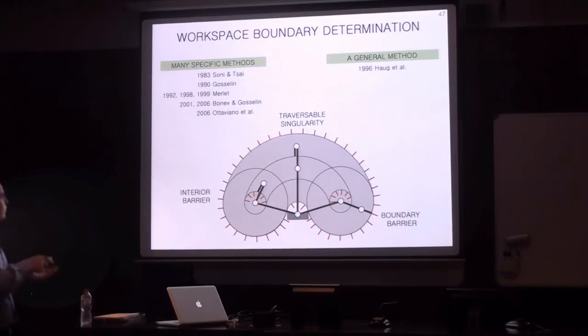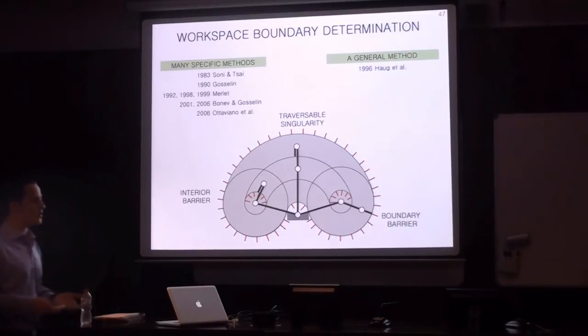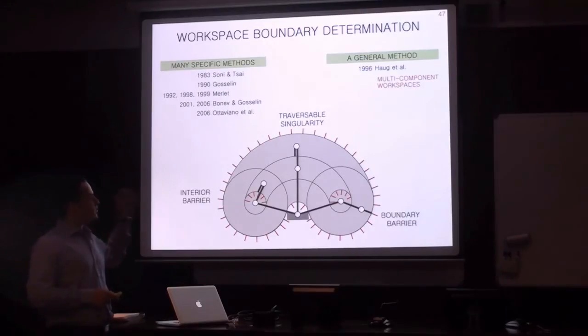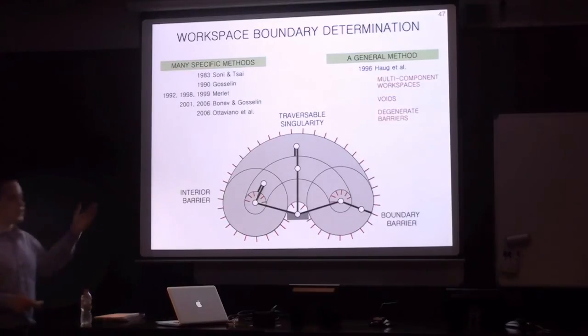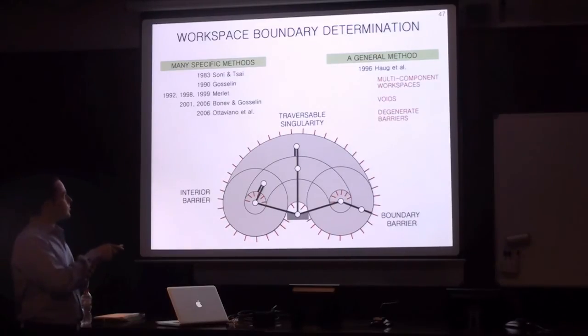He also computes these singularities and then classifies them, but the method that he uses to compute these singularities is completely different, and in fact it has some problems because it may lose some of these singularities. It has problems especially when there are multi-component workspaces or when there are voids or degenerate barriers. And we will see now with some examples that our method has no problems in these three situations.